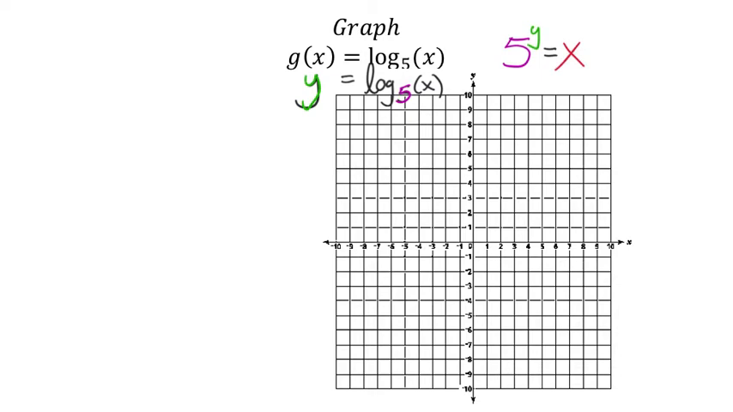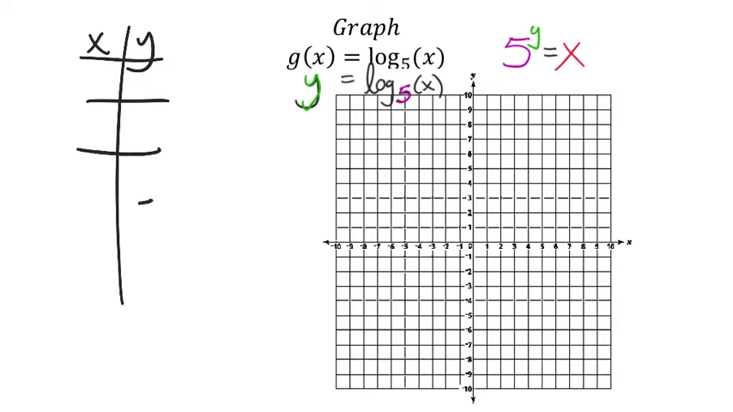So when we find values to use, we have to choose values of y, because it's going to be a lot easier than choosing values of x in this case. If you said x equals 1, 5 to the power of what equals 1? I don't know, I couldn't even tell you. So again, I'm choosing y values.